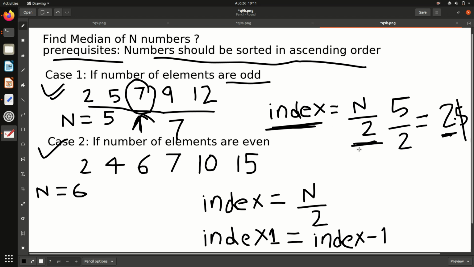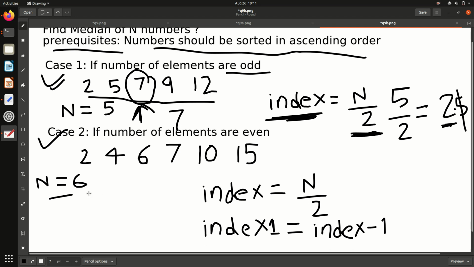So from now onwards, whenever you are asked to find the median and the number of elements is odd, just do n by 2. We'll get the index and see which number is there at that index. That will be the median. So this was for an odd number of elements. Now if the number of elements is even, so here it was 5, now here it is 6.